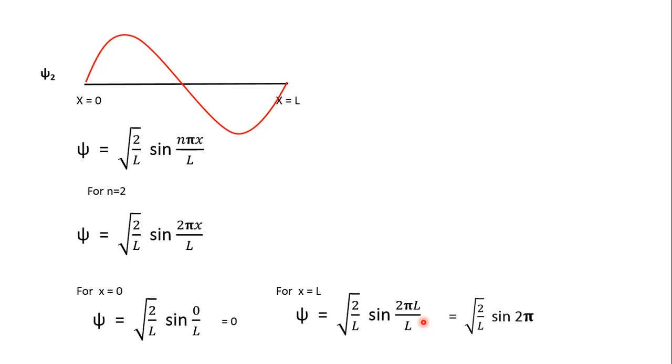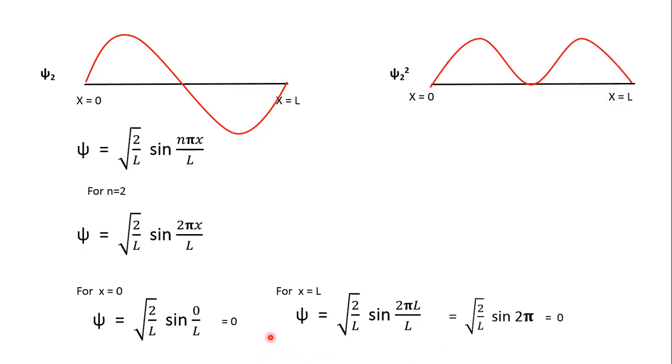Sin 2 pi is also 0, and so when x is equal to 0, psi is equal to 0. When x is equal to L, psi is equal to 0. This is sin 0, this is sin 2 pi, and this is sin pi. Sin pi is also 0.